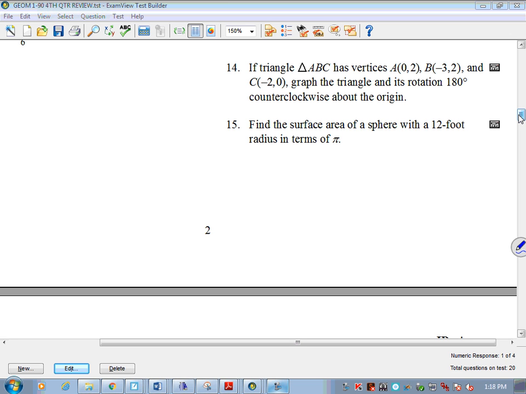All right, number 15. Find the surface area of a sphere with a 12-foot radius in terms of pi. I feel like calling on Billy again. You should. You can pretend he's straight.